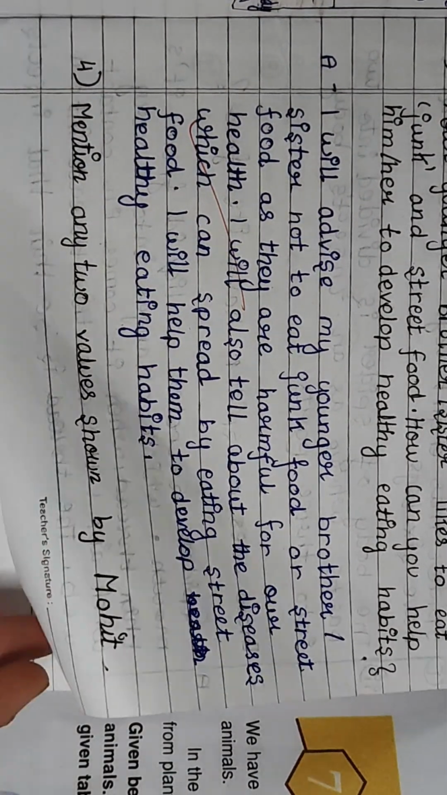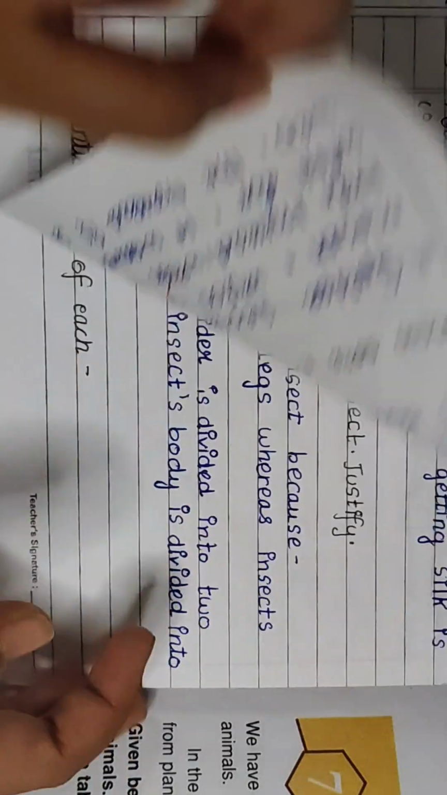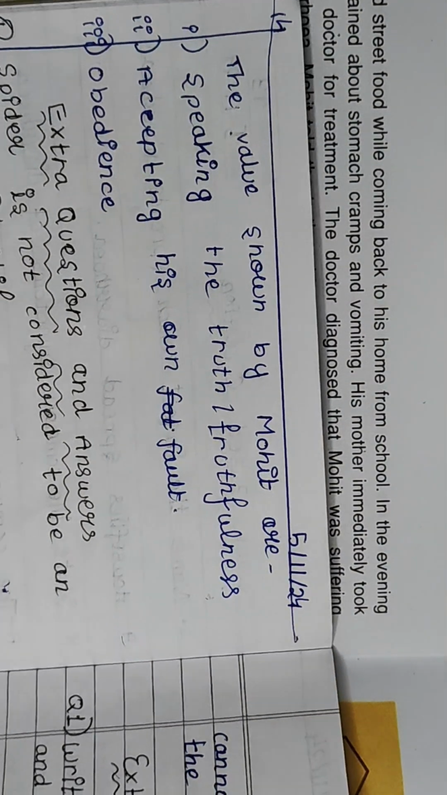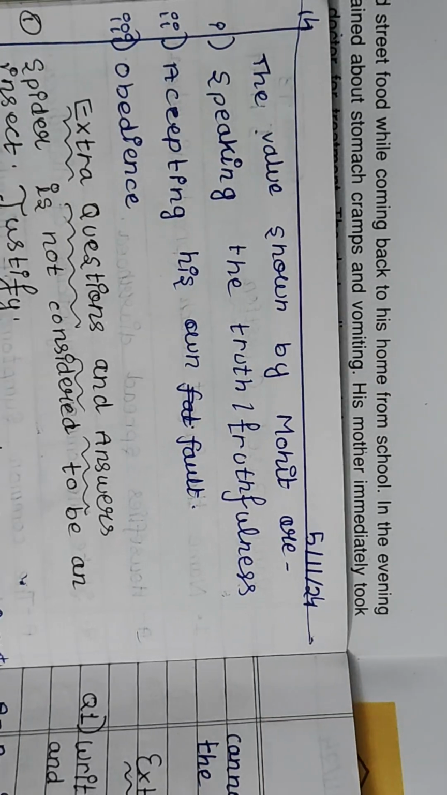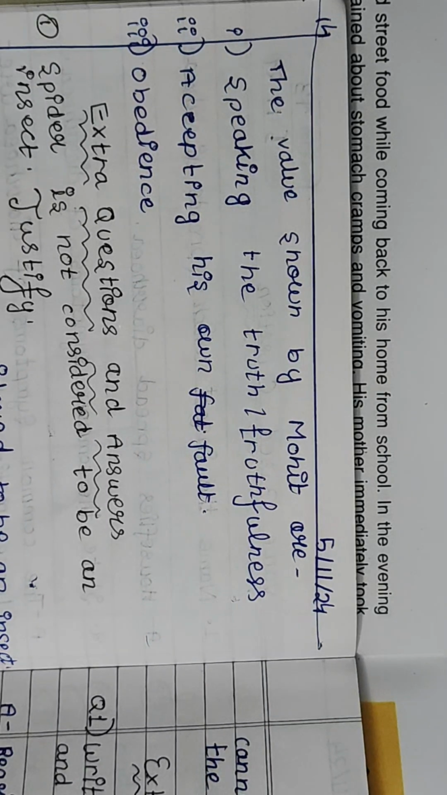Mention any two values shown by Mohit. The values shown by Mohit are speaking the truth, truthfulness, accepting his own fault, and being obedient.